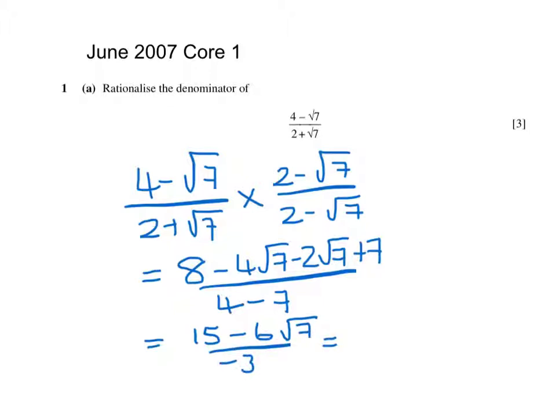15 divided by minus 3 is minus 5. Minus 6 divided by minus 3 is plus 2 root 7.